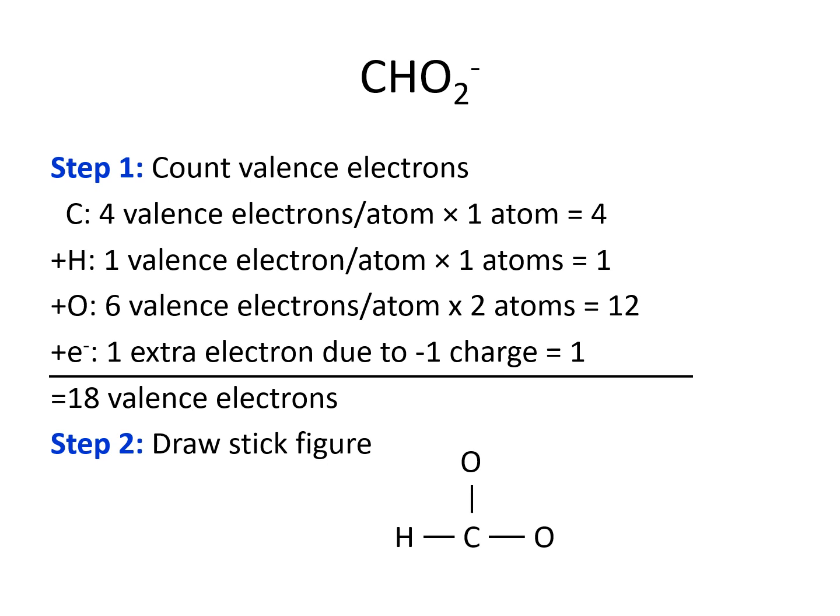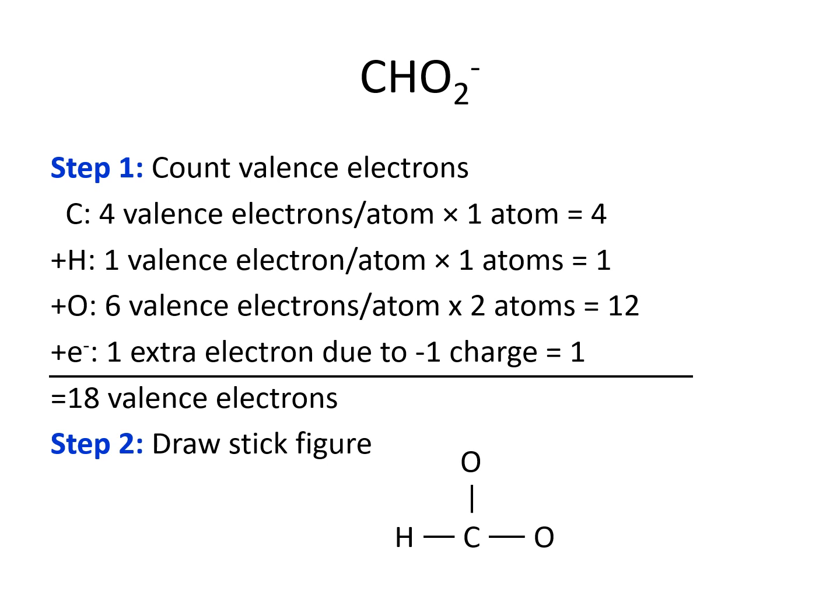Don't forget to account for the charge. This ion has a -1 charge, which means it has 1 extra electron. We add that into our count. 4 plus 1 plus 12 plus 1 equals 18 total electrons that must go into our structure.